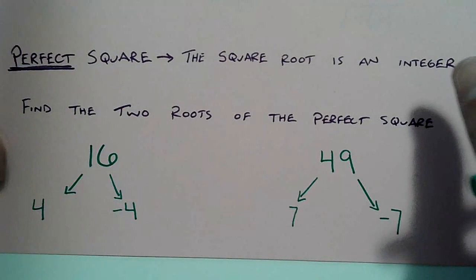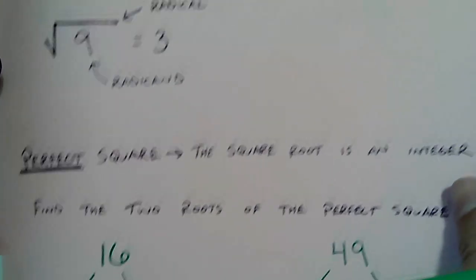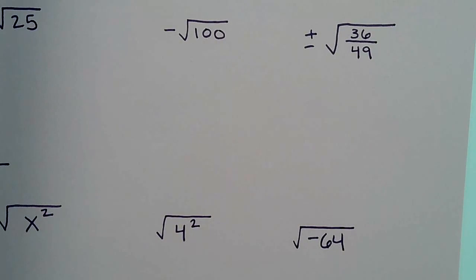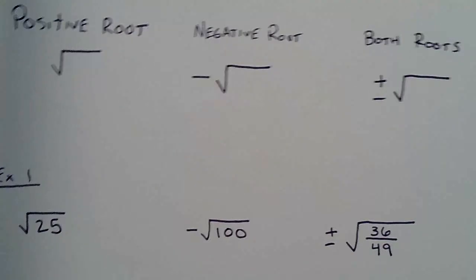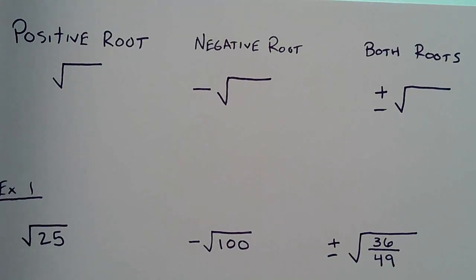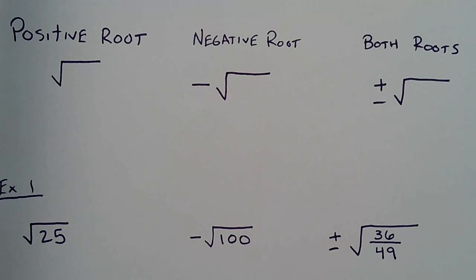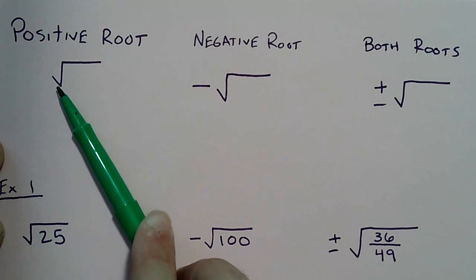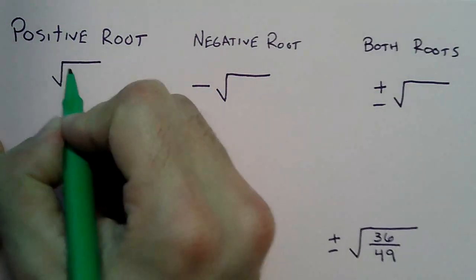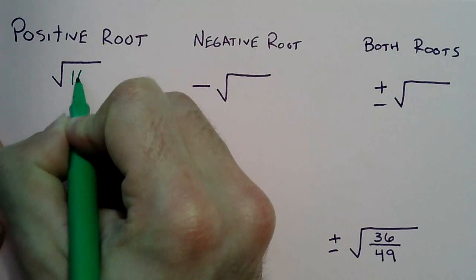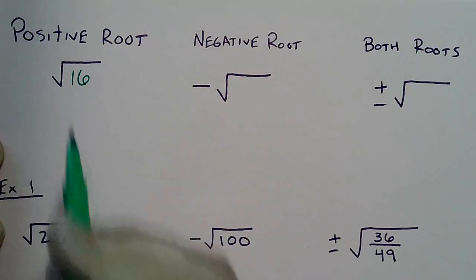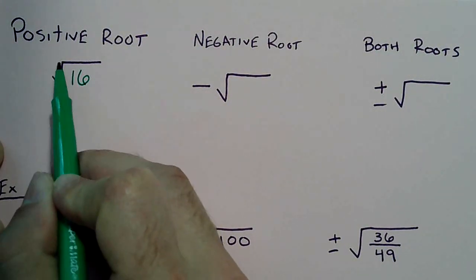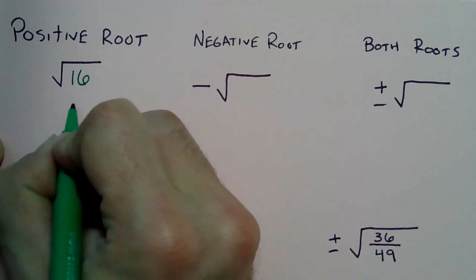When we talk about square roots and symbols, we have a way to distinguish between the two. So let's look right here. The positive root, the negative root, or both roots. Which one are we referring to? If we see a radical symbol by itself, let's throw a 16 in here. So the square root of 16. This is talking about the positive square root of 16, which is 4.